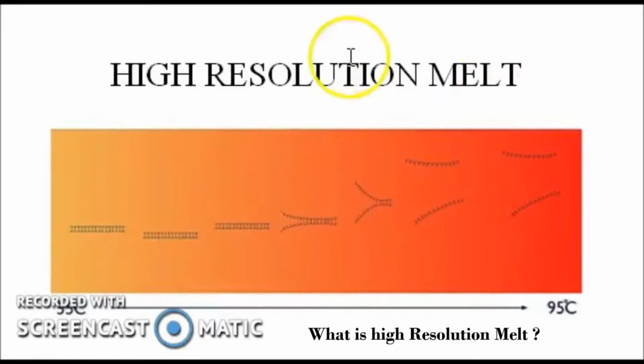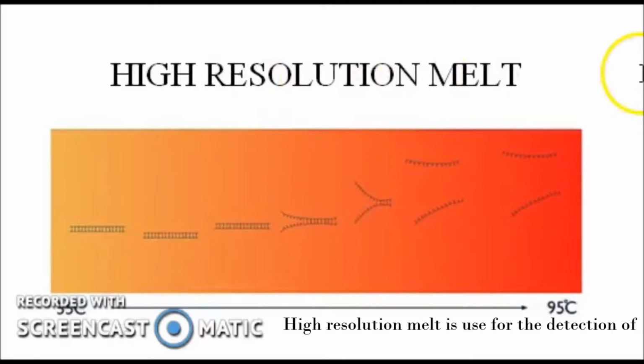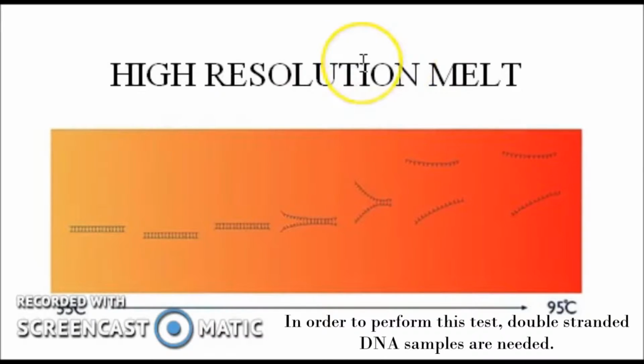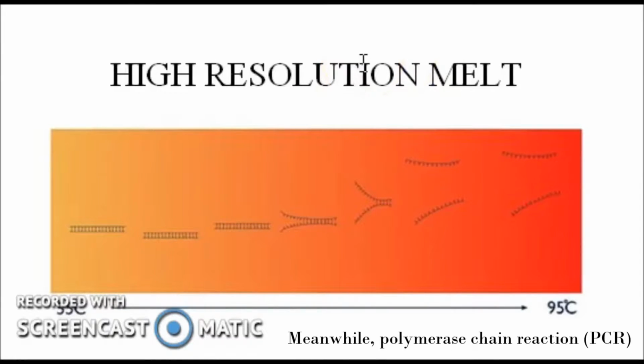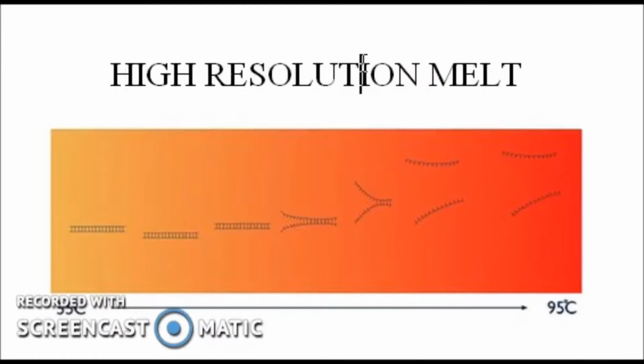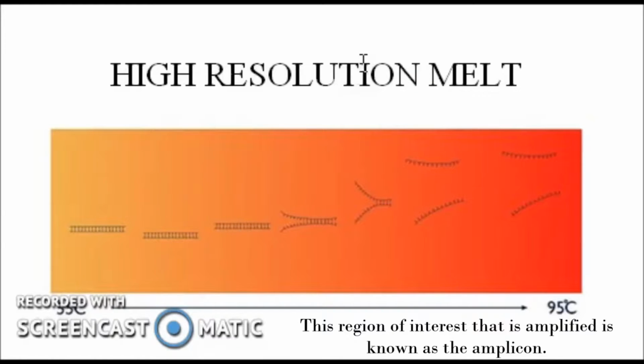What is high-resolution MELT? High-resolution MELT is used for detection of mutation, polymorphism, and epigenetic differences in double-stranded DNA samples. In order to perform this test, double-stranded DNA samples are needed. Meanwhile, polymerase chain reaction was used to amplify the DNA region in which the mutation of interest lies. This region of interest that is amplified is known as the amplicon.